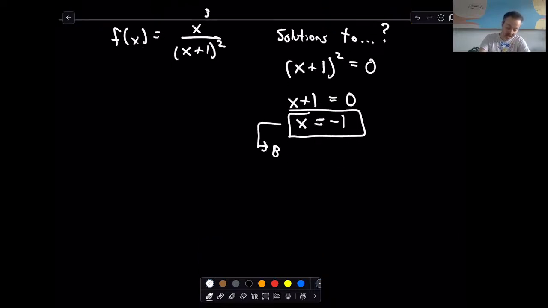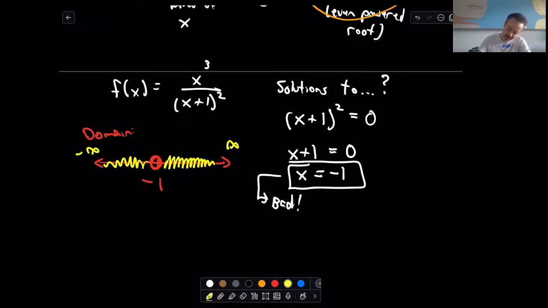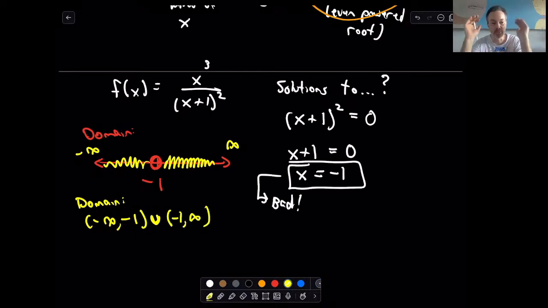So again, this is bad because it makes the denominator equal to 0. So my domain is going to be everything except for that number. Negative 1, I'm going to put a big open circle there, but then everything else is good to go. So here's negative infinity, here's positive infinity. So my domain would be from negative infinity up to negative 1, union, negative 1 to infinity. Recall we use the parentheses because we skip over that value. Okay.